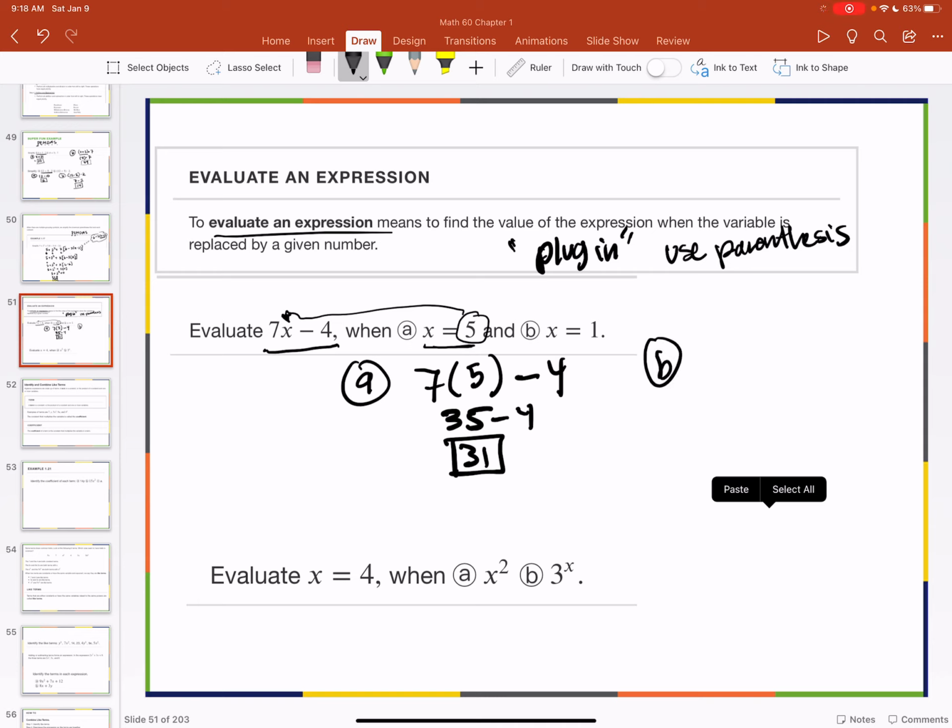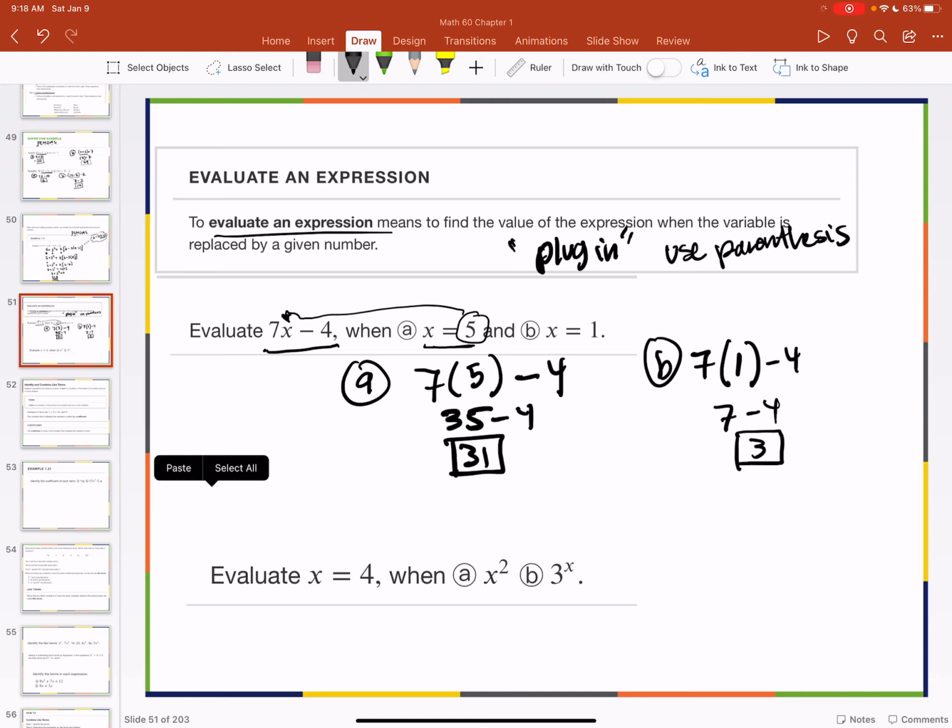We have x is equal to 1, so same expression, but now instead of 5, I'm going to put in 1. Okay, so 7 times, because they're right next to each other, that indicates multiplication. So that becomes 7 minus 4, which is just 3. Okay, all right. Now let's go ahead and do the next one down here.